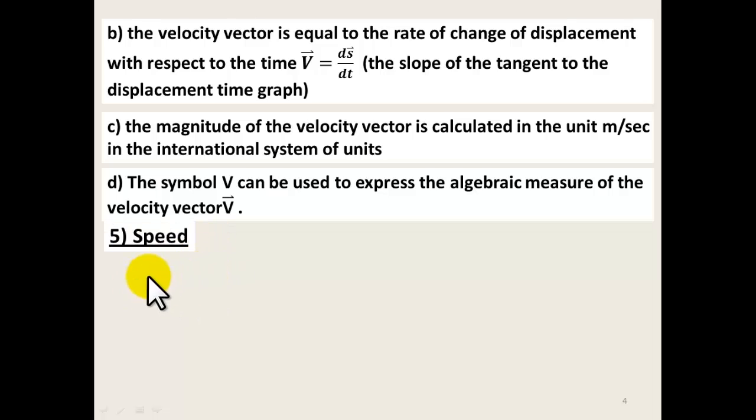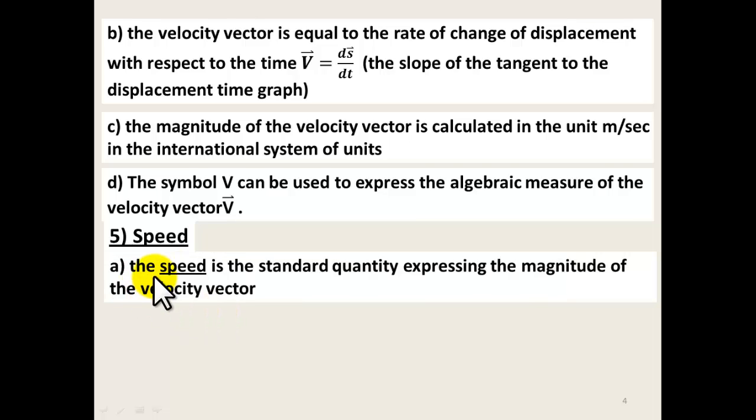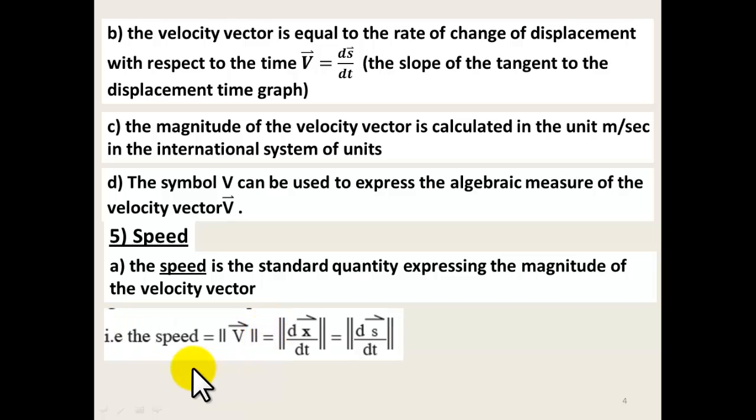5. We have another definition. It is the speed. The speed is the standard quantity expressing the magnitude of the velocity vector. It means the speed equals the norm of v. It is equal to the norm of dx by dt, which equals the norm of ds by dt.